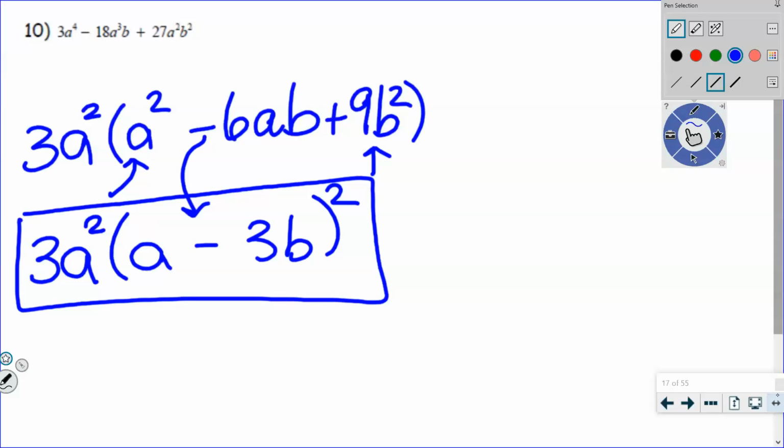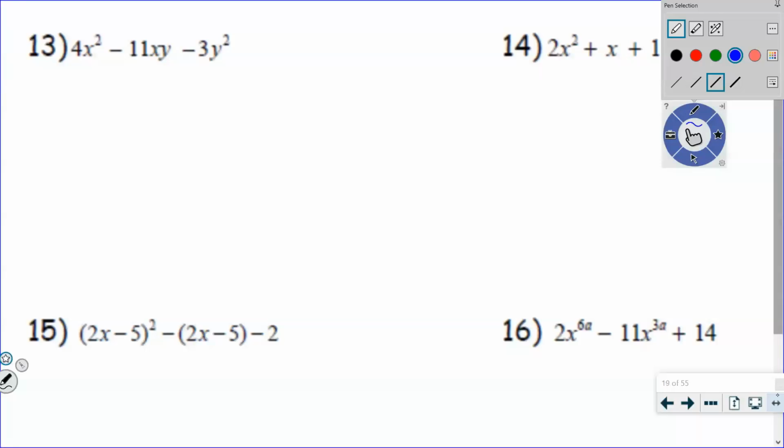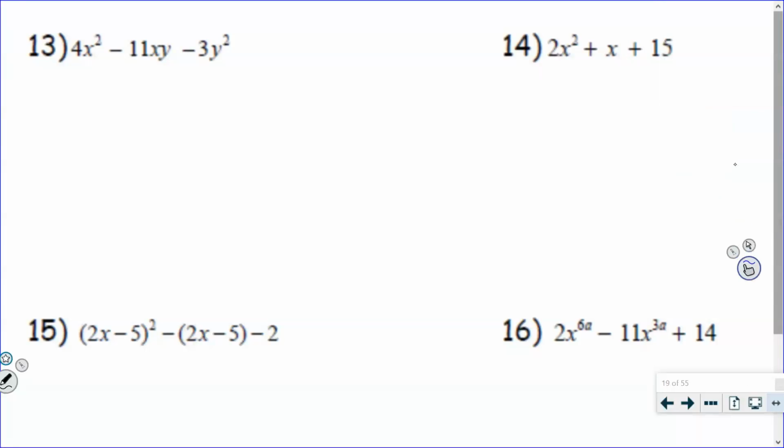Okay, let's see if you got it. You ready? On your mark. Get set. I had to move my clock because they're testing in here. 5, 4, 3, 2, 1. There you go. Take a deep breath. Make this happen.